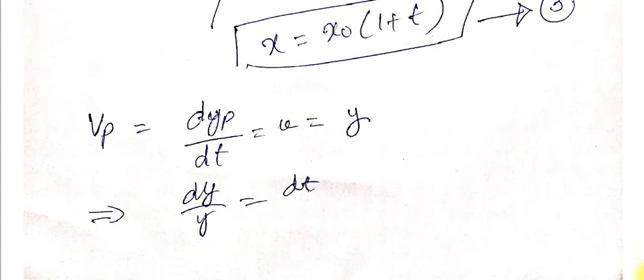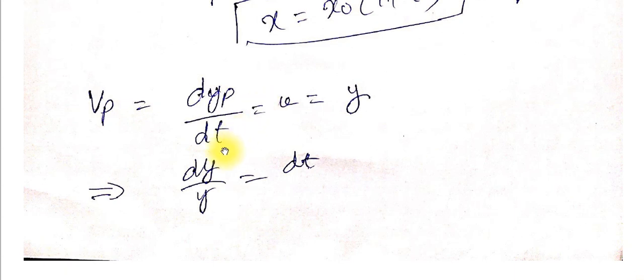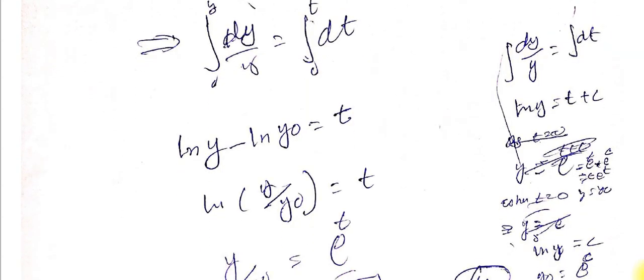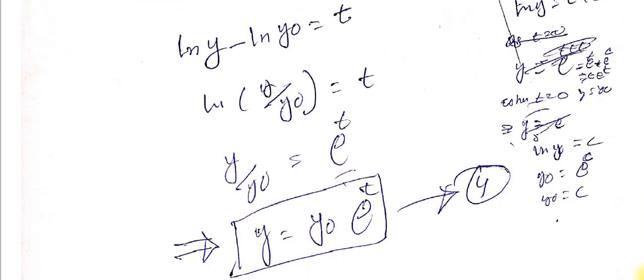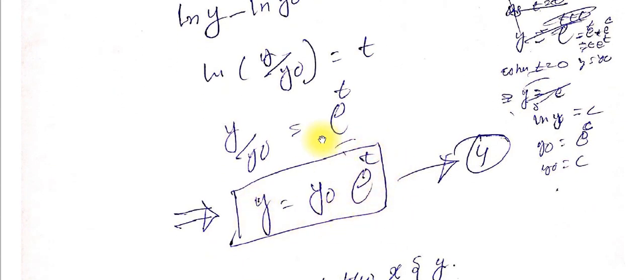Now in the y direction we have dy by dt is equal to v, which is only y. Separate the variables: dy by y is equal to dt, and now apply the integral on both sides, with the range from y naught to y and from 0 to t. So the right side will be only t, and the left will be ln of y by y naught, and y is equal to y naught e power t.